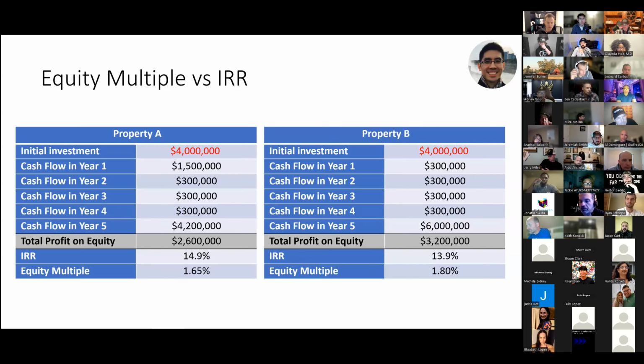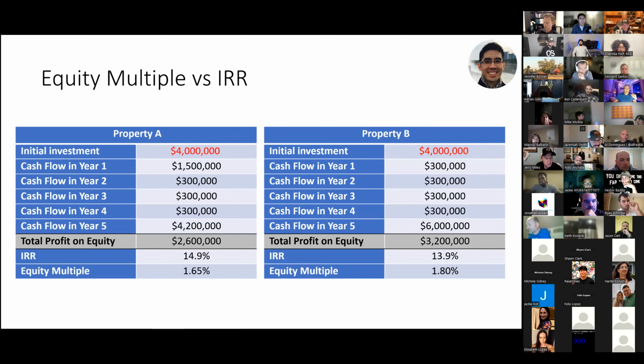If you look at these two examples I have here, property A has a higher IRR at 14.9%. But property B has a higher equity multiple. Sorry, the equity multiple should be X, not percent. Property B has an equity multiple of 1.8x versus 1.65x for property A.